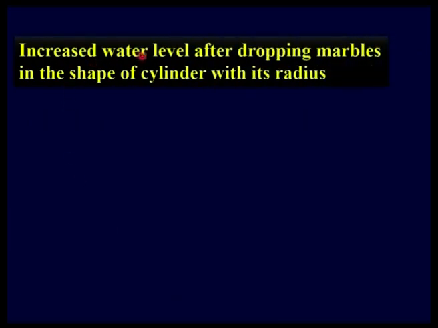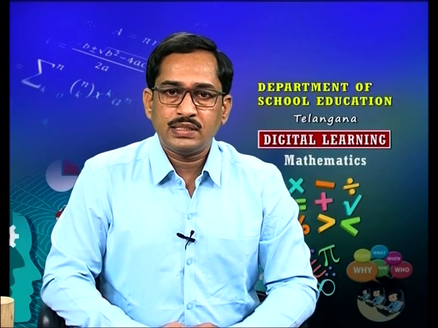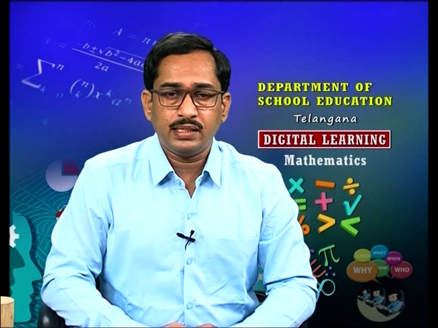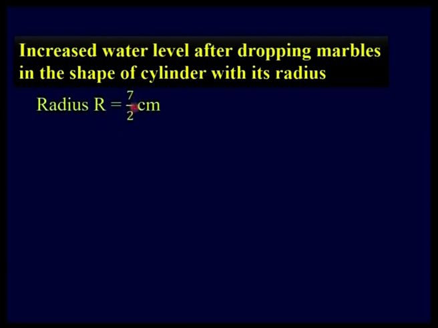Next, the increased water level after dropping the marbles is in the shape of a cylinder. Children, the increased water is in the form of a cylinder. So here the height of the cylinder is 5.6 centimeter and the radius of the cylinder is the same as the radius of the beaker, 7/2 centimeter. Written in p by q form, the height is 56/10 centimeter.